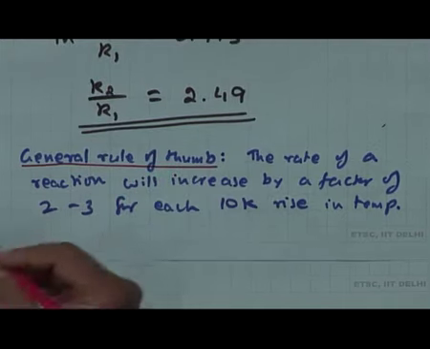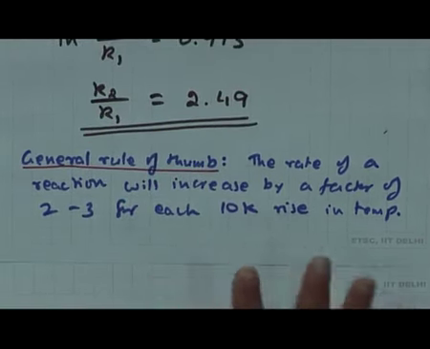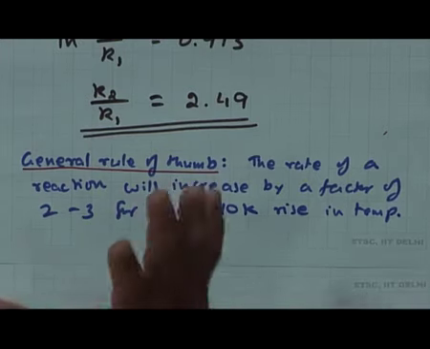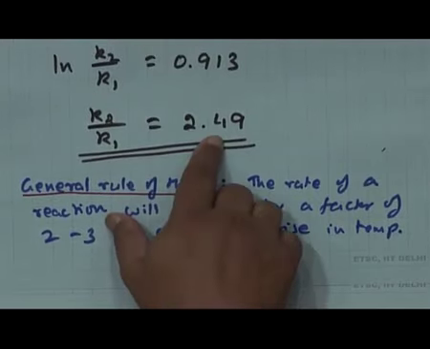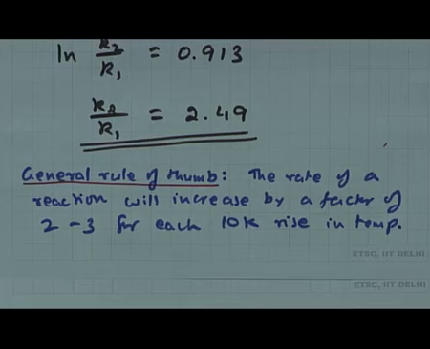So, this was the reason this problem was chosen for discussion: the rate of a reaction will increase by a factor between 2 to 3 for each 10 K rise in temperature, and you can see this is 2.49, which is well between 2 to 3.